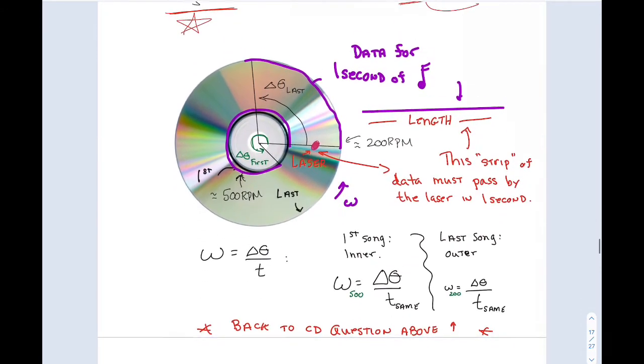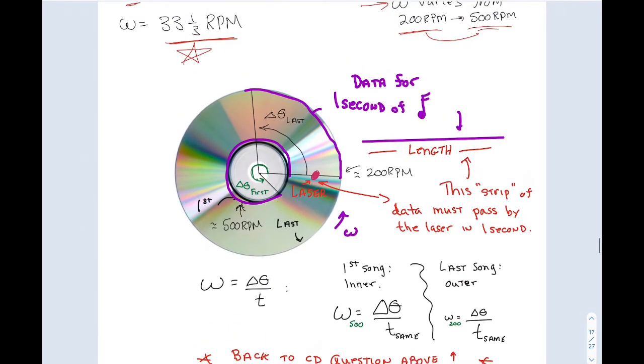Okay, so for an audio CD, here's your little laser head. The laser likes to read a certain amount of data at the same time. So for example, let's say this length here, that purple length on the CD, this strip, that length of strip, represents 1 second of music. So this is 1 second of music.